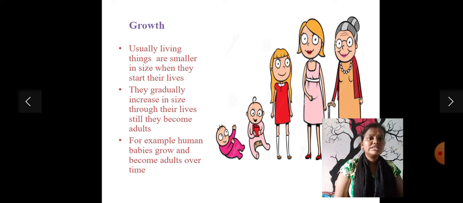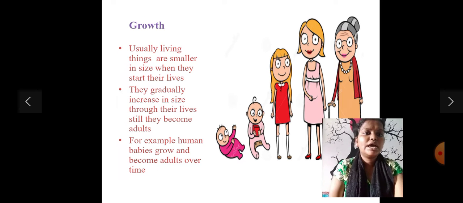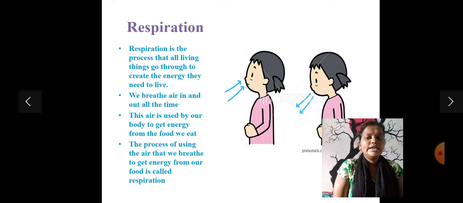Usually living things are smaller in size when they start their lives. They gradually increase in size through their lives, till they become adults. For example, human babies grow and become adults over time. Okay, next we will see what is respiration.